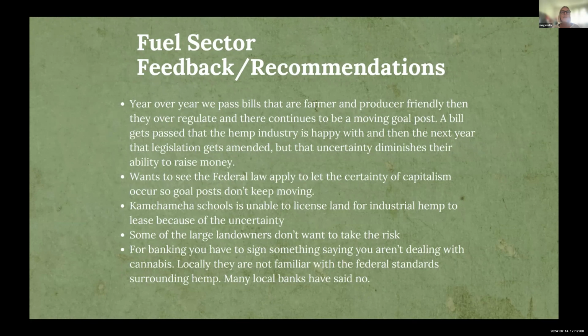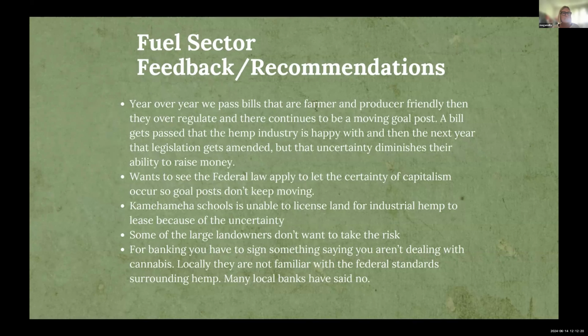They're wanting to see the federal law apply to let the certainty of capitalism occur so the goalposts don't keep moving. An example that was said was that Kamehameha Schools is unable to license land for industrial hemp to lease because of the uncertainty that surrounds the industry. Some of the large landowners don't want to take that risk.